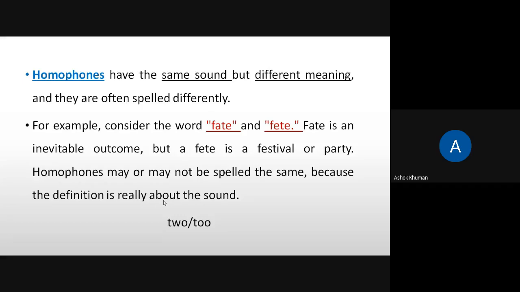I hope that homophones are clear to you, related to sound. We saw examples of fate and fete, and to and too. You can see spellings are different, but the sound is the same.